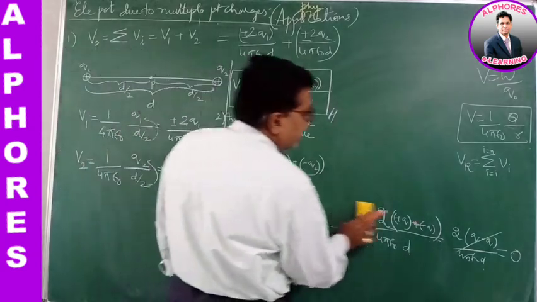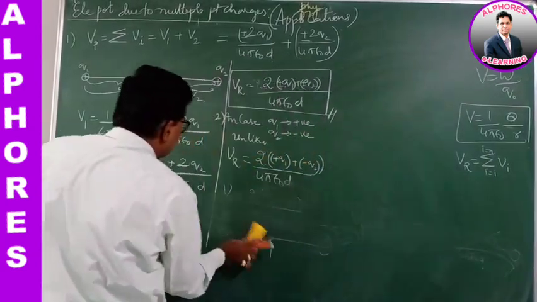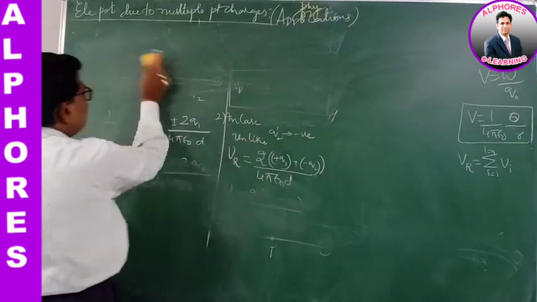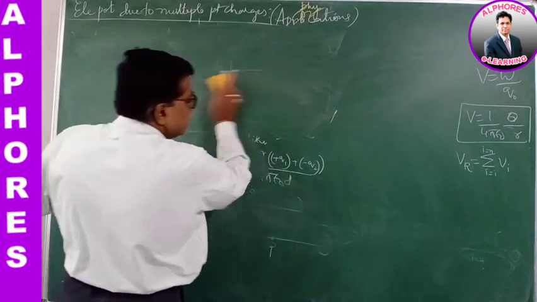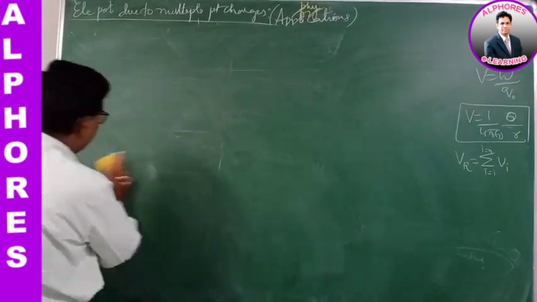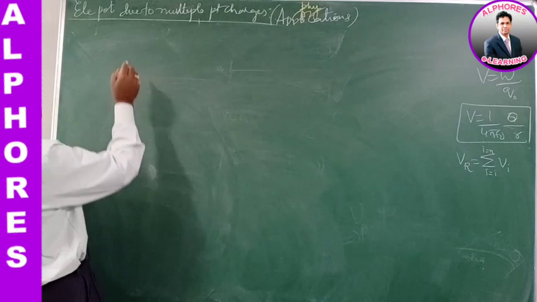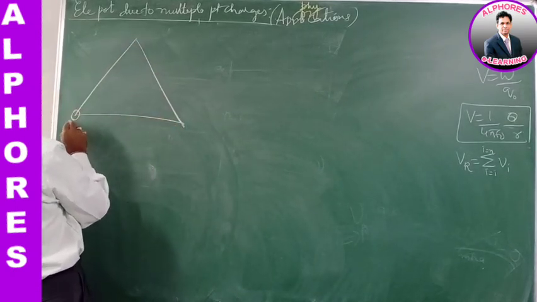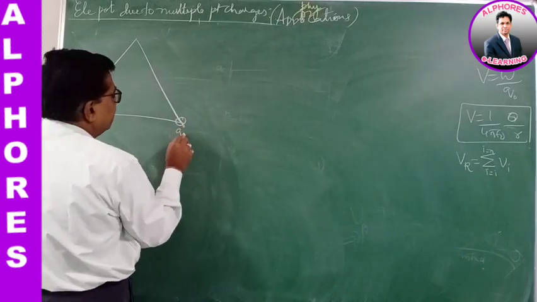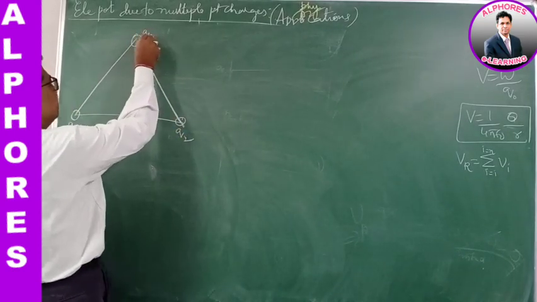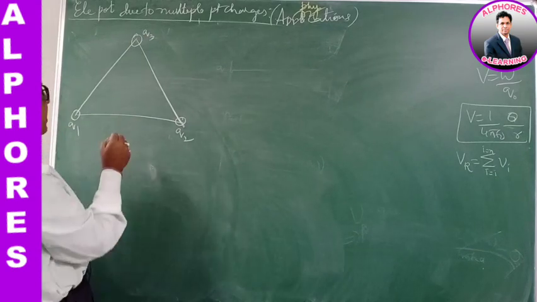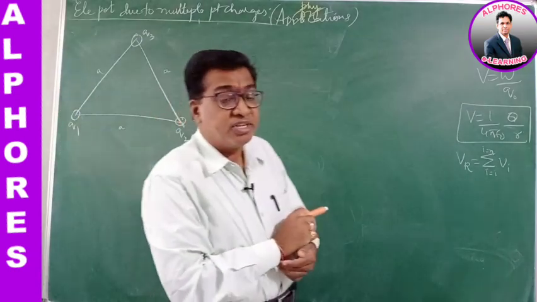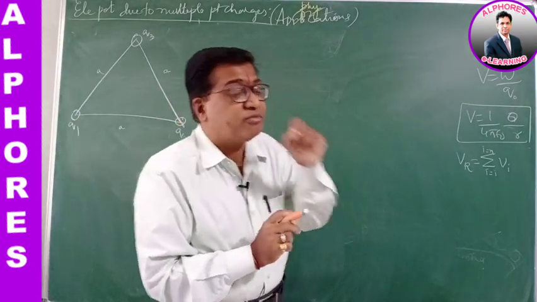Similarly, let's take another example. Let us increase the number of charges and find the potential due to them. Let's take an example like this. Suppose there are three charges on the vertices of an equilateral triangle, this is Q1, this is Q2, and this is Q3. Three charges on the vertices of an equilateral triangle of side A. Now you are asked to find the potential at any one of the vertices.